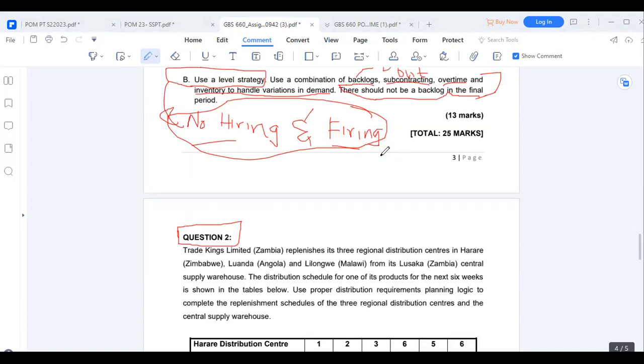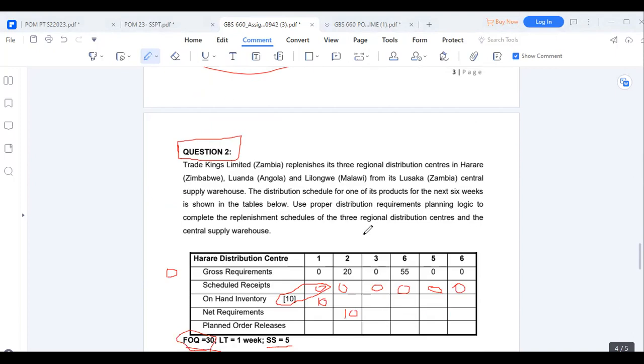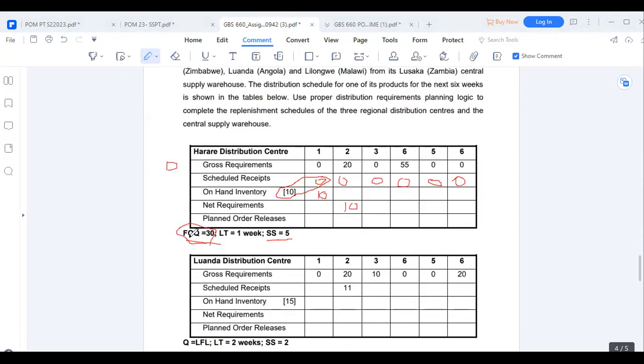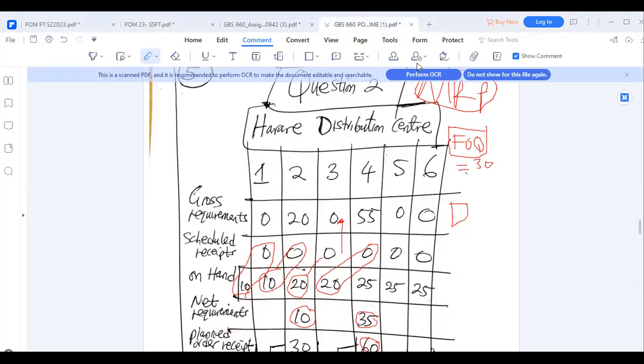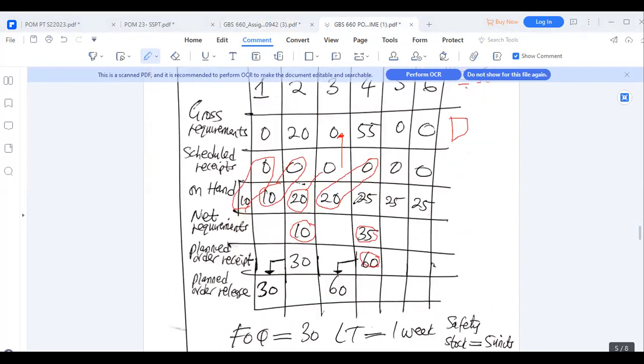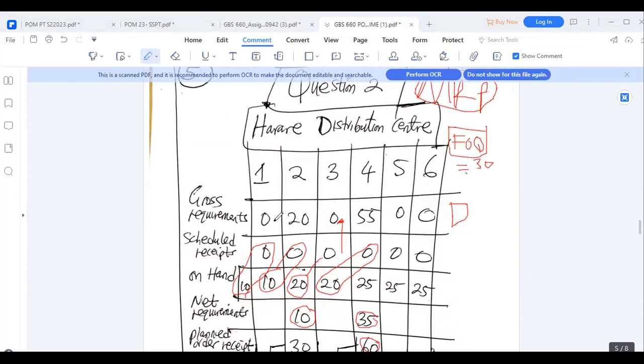All right, so what we are simply saying here is that we are using the fixed ordering quantity of 30 units regardless of the demand units. So we are not ordering, so here we're using a fixed ordering, so regardless of the demand. So what is happening here is that we had opening stock of 10 units, and our demands are these are demand units. The gross requirements present the demand.